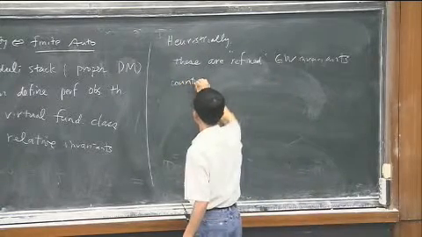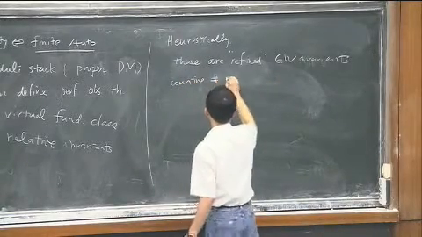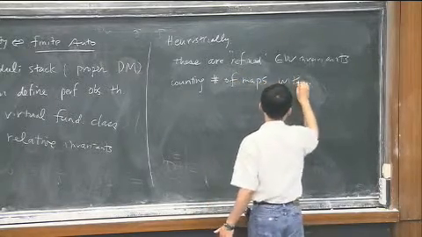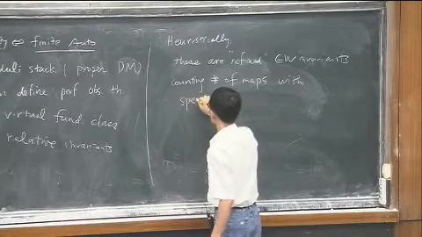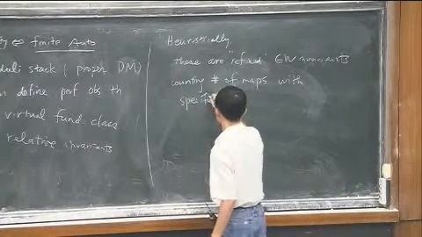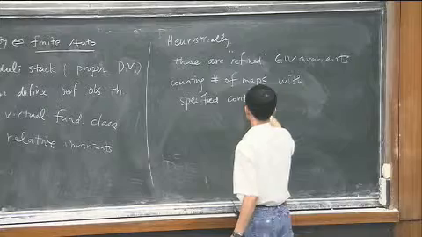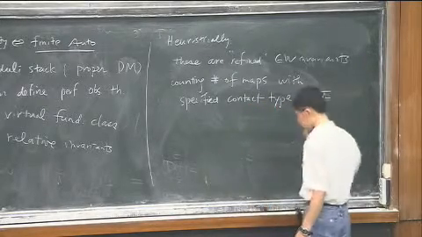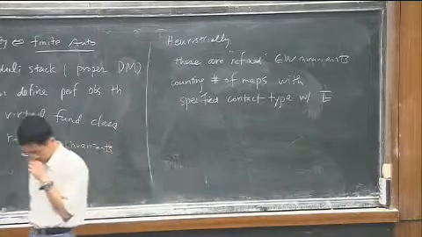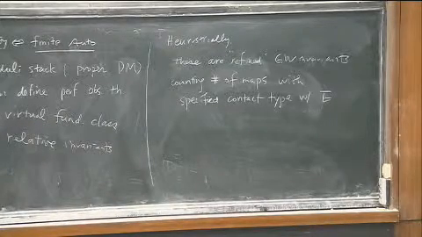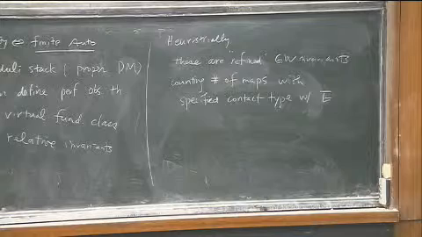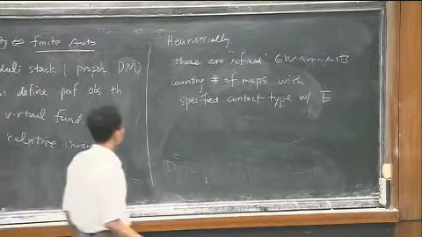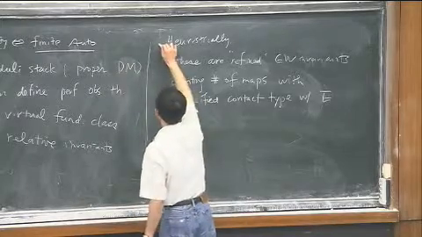Counting number of maps with specified contact type with E. But this is really heuristic. The interpretation is often wrong. And you can hear more from Andrew's talk next week.